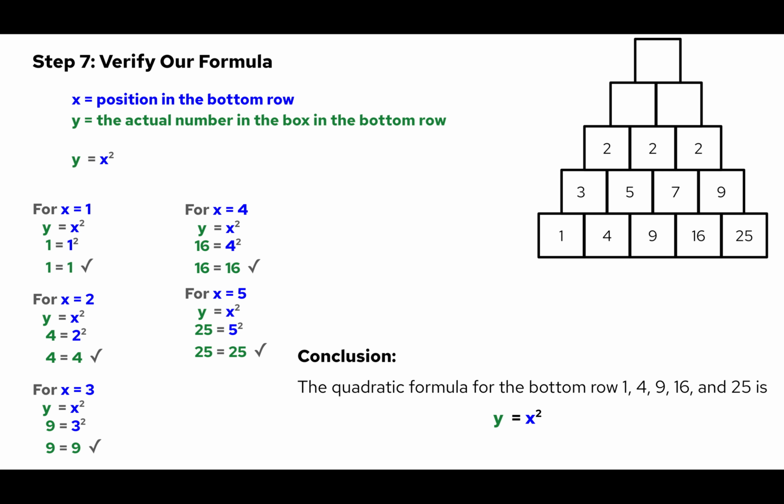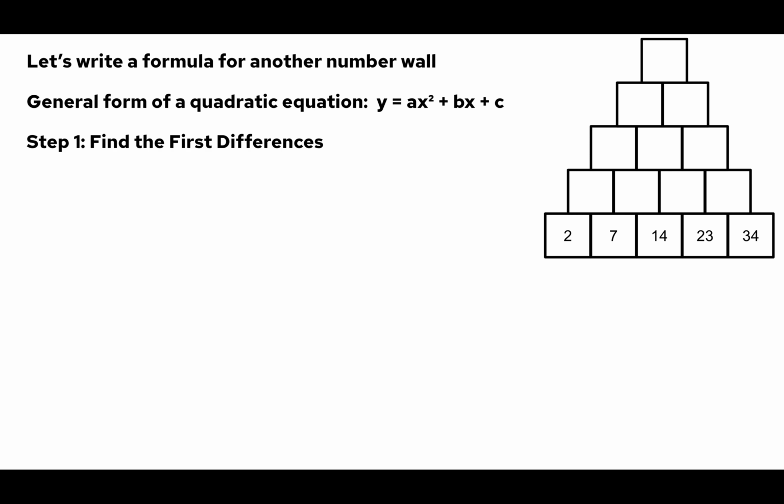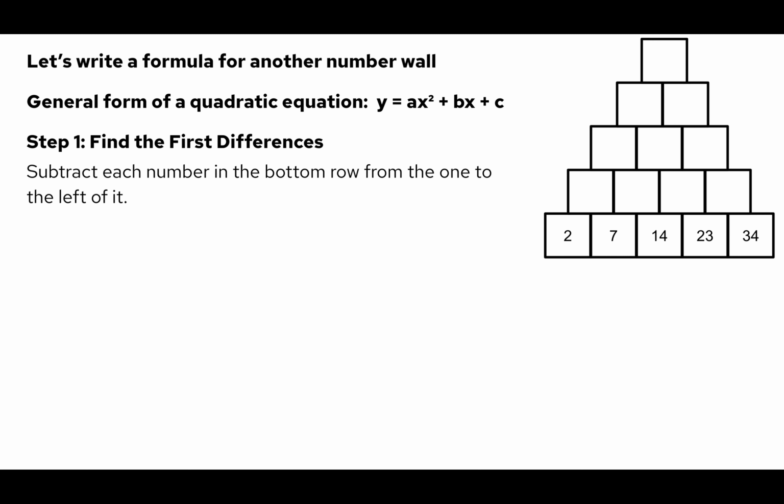squared. Wow, that was a lot of steps, but it was pretty easy once we knew how to go through them step by step. Okay, let's write another one. This one's not as easy because we notice that it's not perfect squares, but here are our numbers: 2, 7, 14, 23, and 34. Okay, again, we're going to use y equals ax squared plus bx plus c. So we're going to find the first differences.